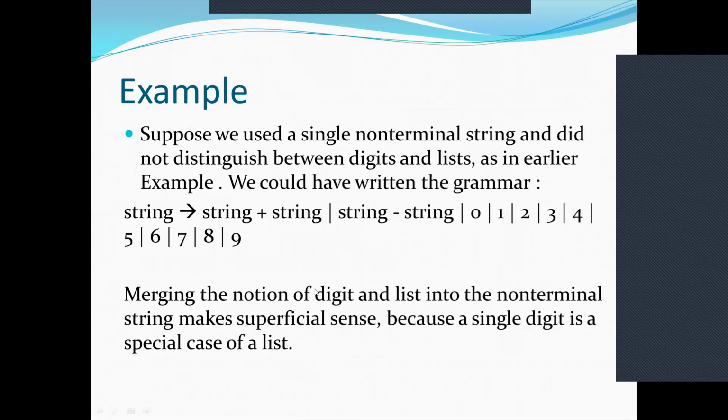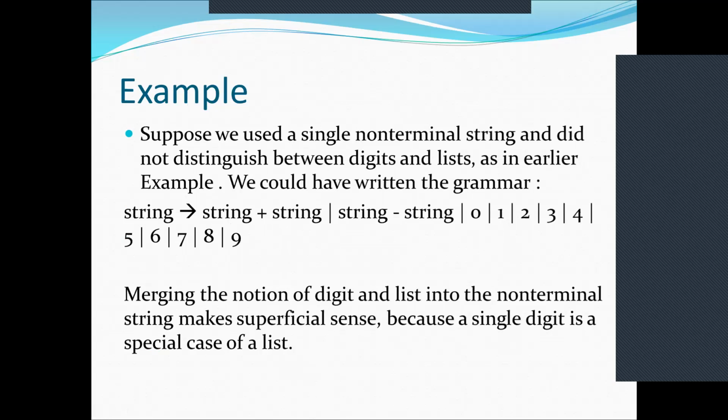We'll see what exactly this kind of ambiguity is and how it can be resolved. Suppose we used a single non-terminal string and did not distinguish between digits and lists. As in a regular example, we could have written the grammar like this. String is nothing but string plus string, or string minus string, or 0, 1, 2, 3 up to 9. We could have written any of this form. Why did we write string plus digit or string minus digit? We could have written it in this way.